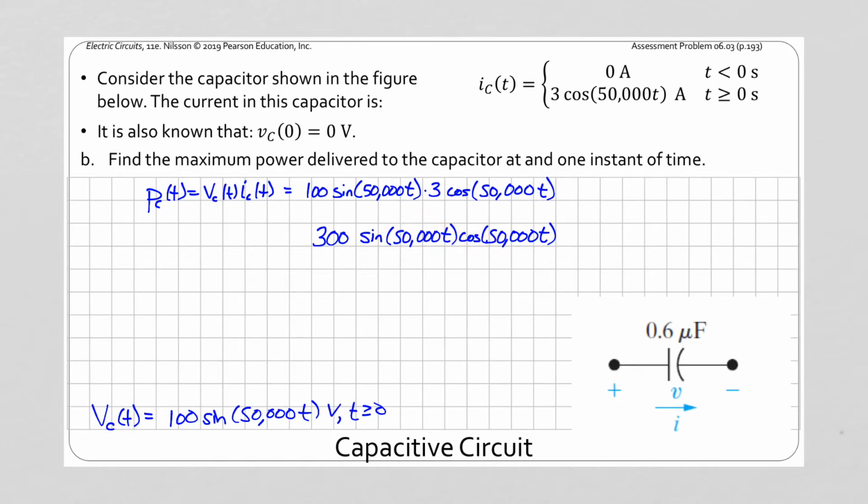And there's a double angle formula that tells us that sine of 2 theta is equal to 2 sine theta cosine theta, or we can divide that 2 over to the other side if we wish.